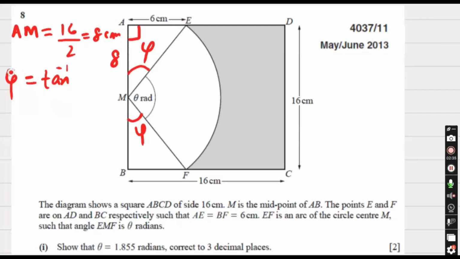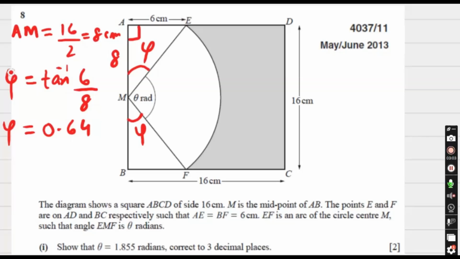Opposite is 6 and adjacent is 8. Use your calculator to find tan inverse of 6 upon 8, but keep in mind your calculator must be in radian mode. So the answer is 0.64 radians. Now we have to find theta.